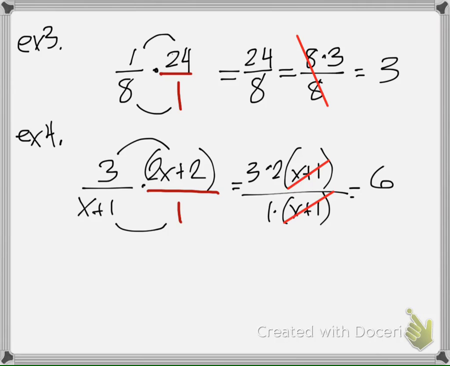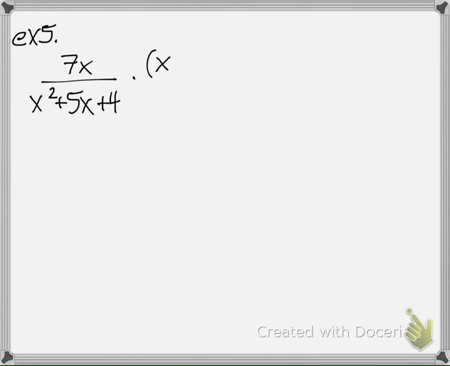Alright class, let's do one more example together. This is example number 5, and this will be the last one. Example number 5 has 7x over x squared plus 5x plus 4, and we want to take that and multiply by x plus 4. Just like the previous example, take that second binomial, put it over 1. You now have your numerator and your denominator. Factor out as much as possible.